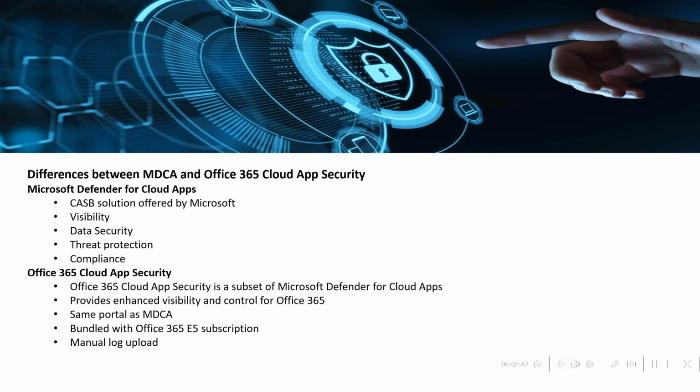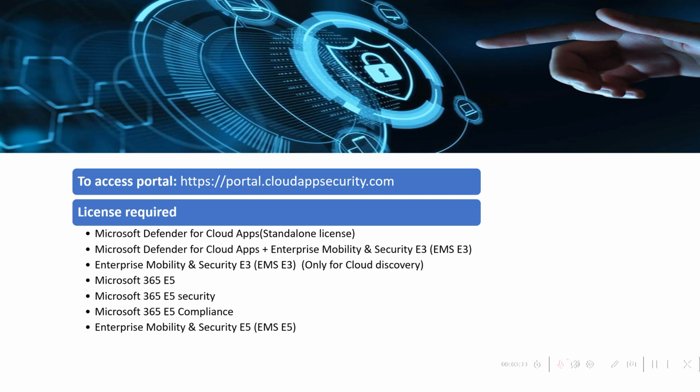Unlike MDCA, Office 365 Cloud App Security supports only manual log upload for cloud discovery. If you remember from the first video, MDCA supports automatic log upload, manual log upload, and native integration with Defender for Endpoint as the deployment methods used in MDCA for cloud discovery. Now, to access the MDCA portal, you can go to https://portal.cloudappsecurity.com.